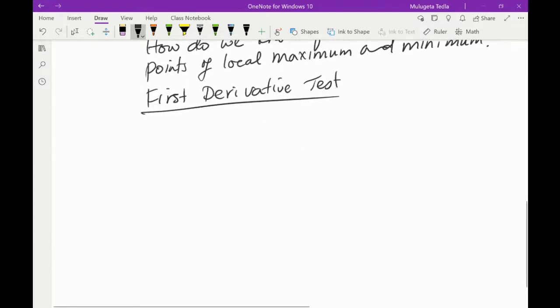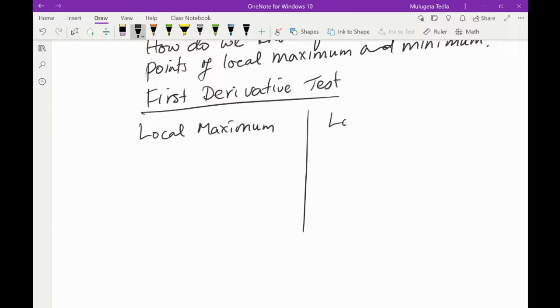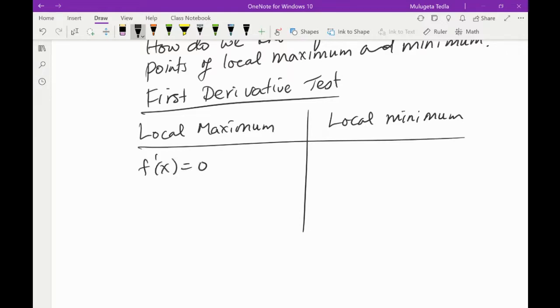This is the first derivative test. How do we find the local maximum and local minimum? I will make it like a pictorial definition, not a definition, just a guideline. What do I know to find them? Well, f prime of x should be equal to 0. I will find the number.